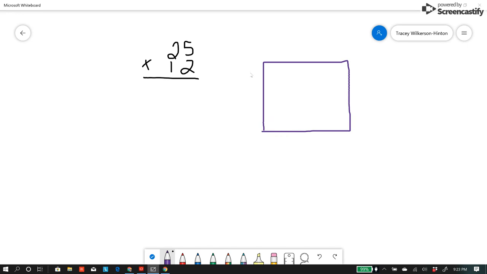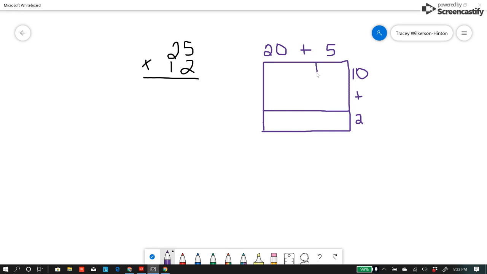Okay. And when we break the factor 25 up, we'll do the 20 and the 5. So that's 20 plus 5. And then on this side, you're going to have 10 plus 2. And I'm going to draw out that area.